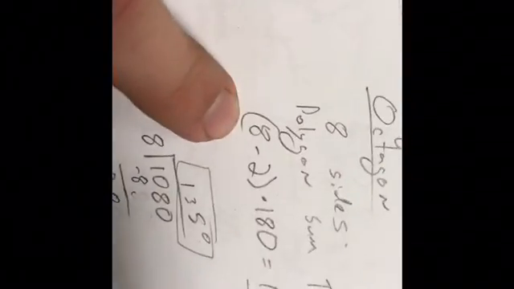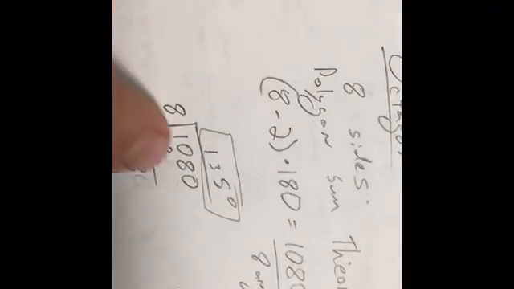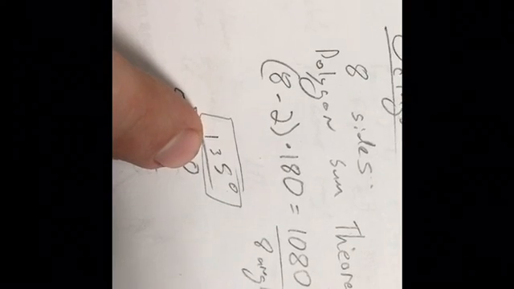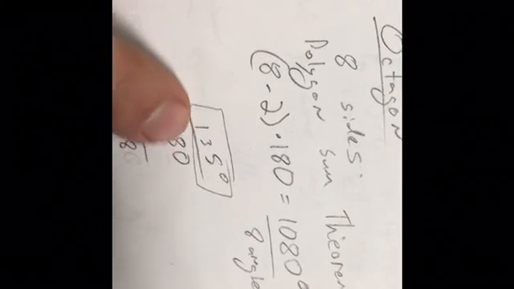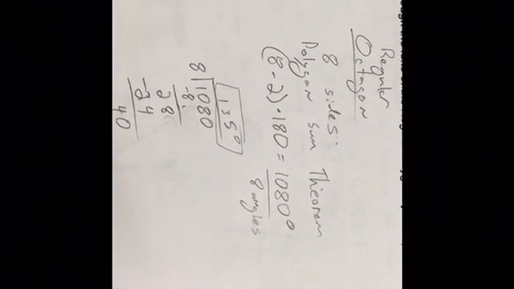So this is 8 sides minus 2 times 180, that's 1080. And then divide that by 8. 8 goes into 1080 135 degrees for each of the 8 angles. So that process can be applied to any regular polygon. Hope that helps.